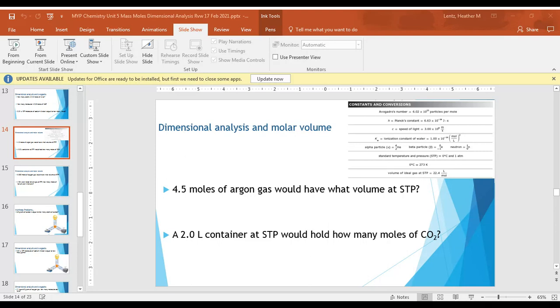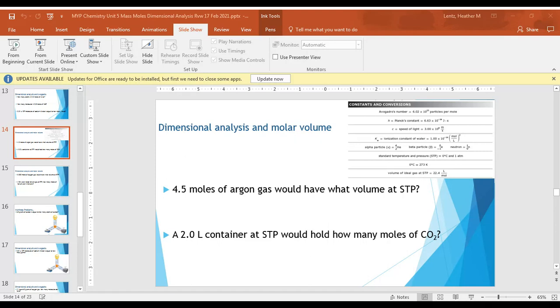Really, it's an estimate. Lots of things happen in the real world that take us away from this number, but we're going to pretend for now like this is what happens. 22.4 liters in every 1 mole of a gas at STP. So this idea of STP, standard temperature and pressure, is right here.